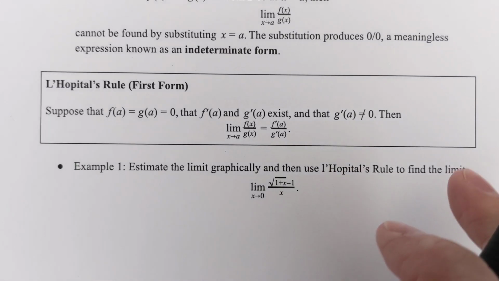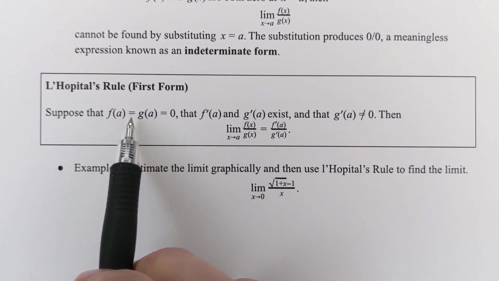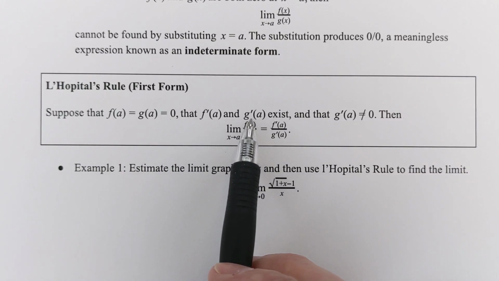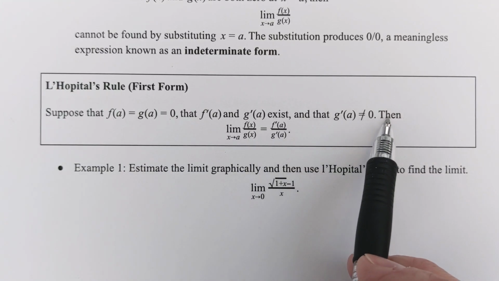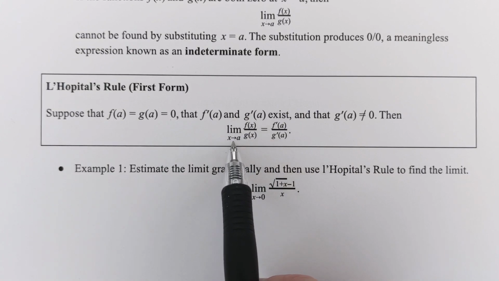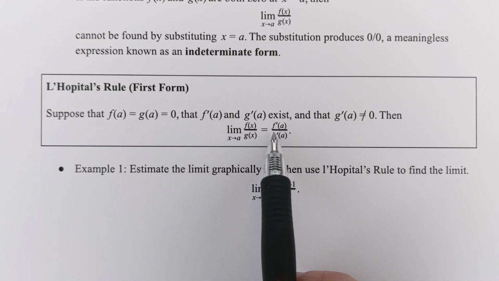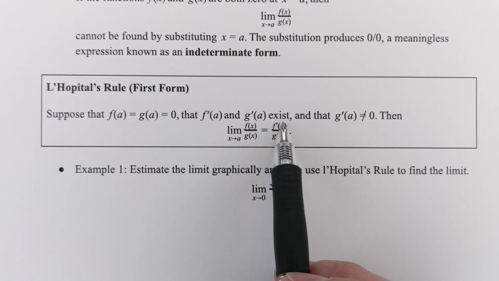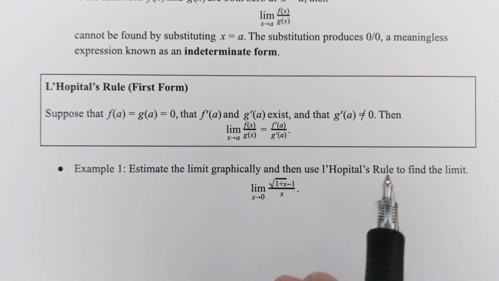What L'Hopital's rule says: suppose that f of a equals g of a equals 0, and that f prime of a and g prime of a both exist, and that g prime of a is not 0. Then the limit as x approaches a of f of x over g of x is the same thing as f prime of a divided by g prime of a. So we take the derivative at the top and bottom and then plug our a value in.